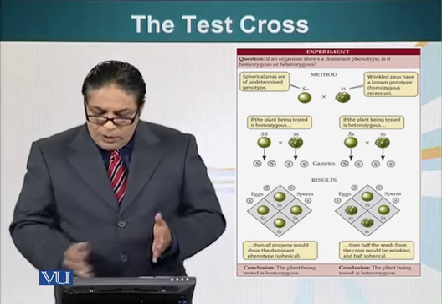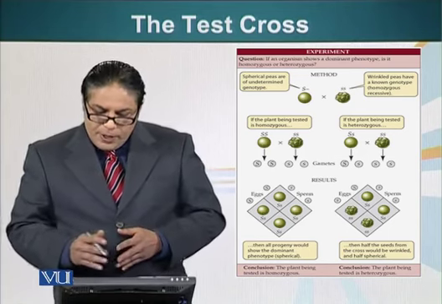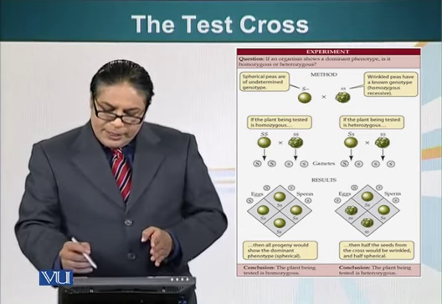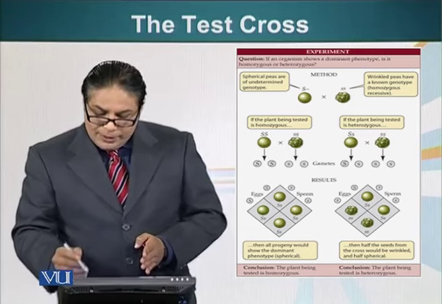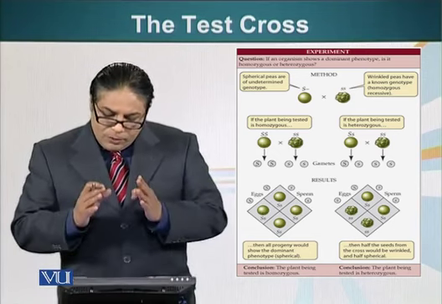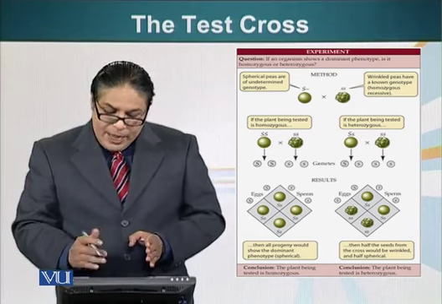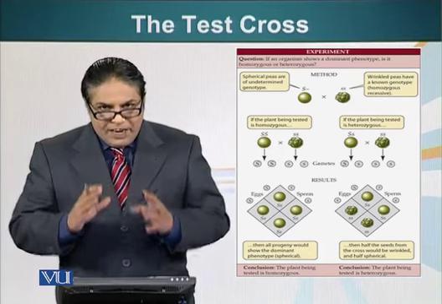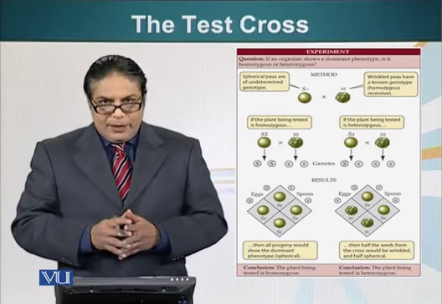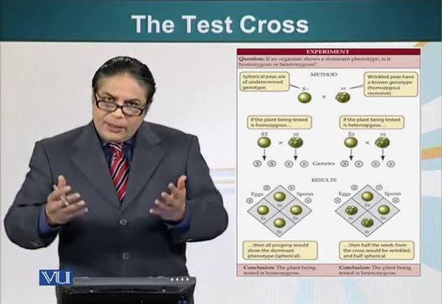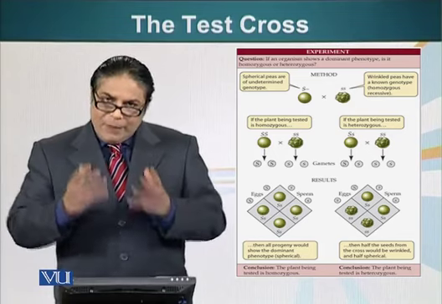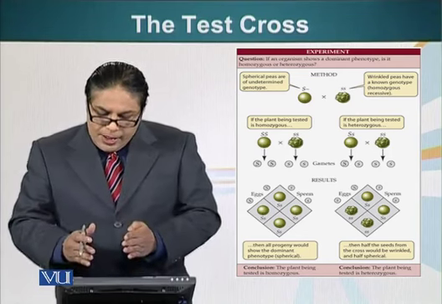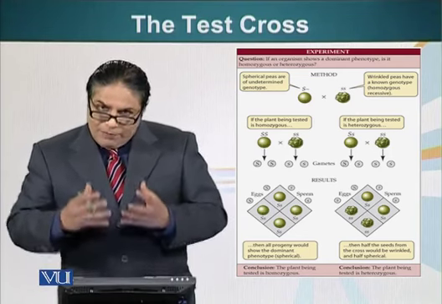So we can split it into two. We can do two experiments. If we cross this S question mark with small s small s, if the question mark is a capital S, then the result of this cross will produce all spherical seeds. None of them will be wrinkled because the one parent only has capital S. It cannot contribute small s to the progeny. So all the progeny will have spherical seed.